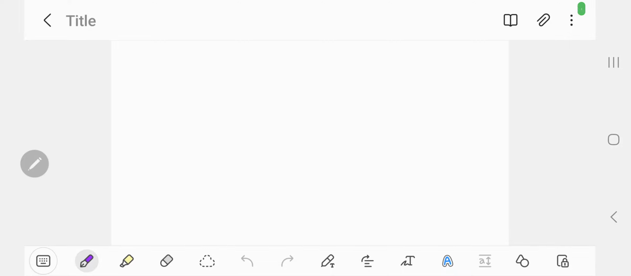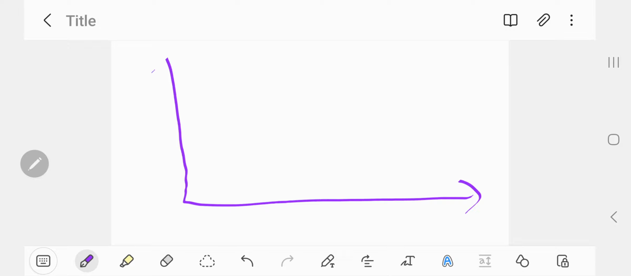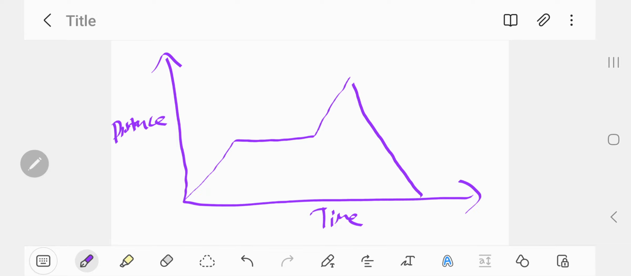Okay, this is part 2 of a series of videos on graphs of motion. I'm going to continue on with distance time graphs. So let me draw a distance time graph. I'll have time down here, and distance up here on the y-axis. And I'll have a graph that looks something like this.